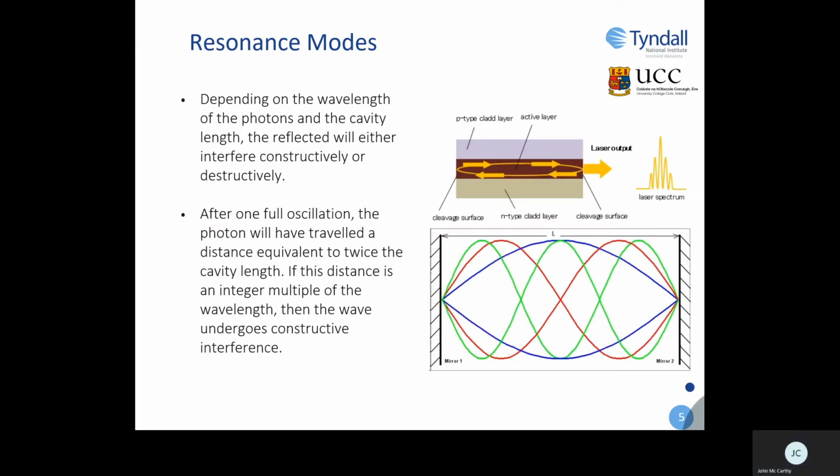So, imagine the cavity of a laser itself as a cavity with a reflective surface at either end, which is used to confine the photons. Depending on the wavelength of the photons produced and the cavity length, the reflected photons will either interfere constructively or destructively. After one full oscillation, the photon will travel a distance equivalent to twice the cavity length. If this distance is an integer multiple of the wavelength, then the wave undergoes constructive interference. If not, it will undergo destructive interference and will be cancelled out. So only certain wavelengths can be supported by the laser cavity.